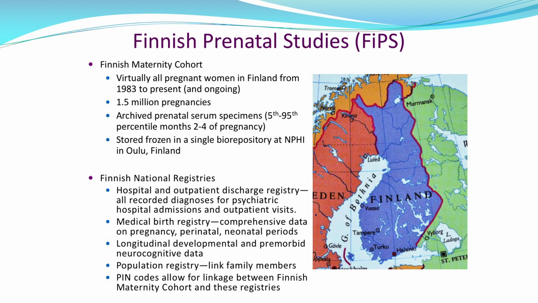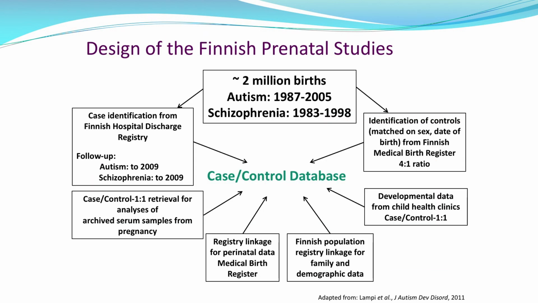And they use these PIN codes, like a social security number, that allows for the linkages. And this very briefly shows just the schematic of the methodology that we used and what we call the Finnish prenatal studies, or the other term I use is the FiPS. So we had, it turned out to be about 2 million births once we got to the end of the period. The autism cases were born from 87 to 2005.